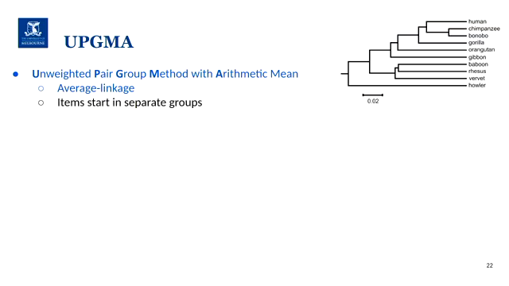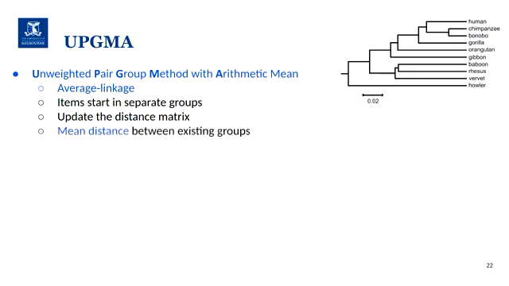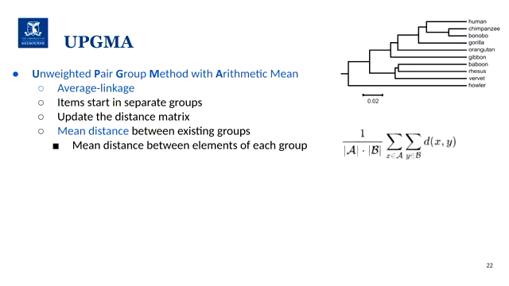So similar to every other method, all the items will start in separate groups. You need to then keep updating the matrix every time you merge groups or items together. And for that, you're going to consider the mean distance between existing groups. Okay? And actually the mean distance between elements of each group, which will be something like this.